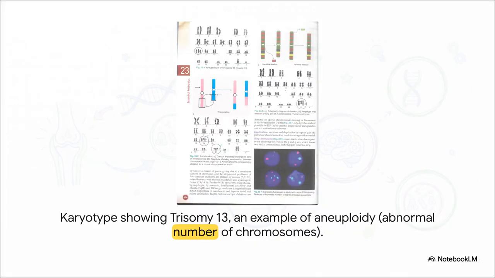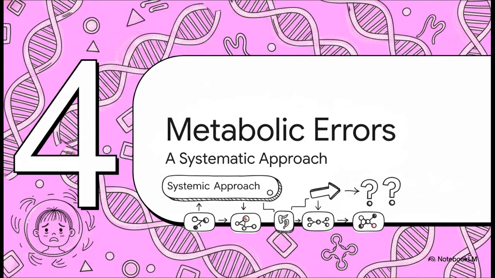Now, beyond these single gene problems, we've got these large-scale chromosomal abnormalities. This picture is a karyotype. It's basically a visual map of someone's chromosomes. And you can clearly see, count them, 3 copies of chromosome 13 instead of the usual 2. This is trisomy 13, a perfect example of aneuploidy, which just means an abnormal number of chromosomes. This is totally different from a structural abnormality, like a translocation, where you have pieces of chromosomes that are just in the wrong place. And that leads us perfectly into our third topic, Section 4, approaching metabolic errors.